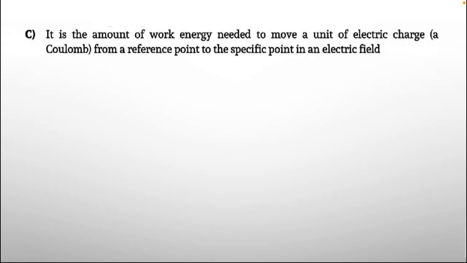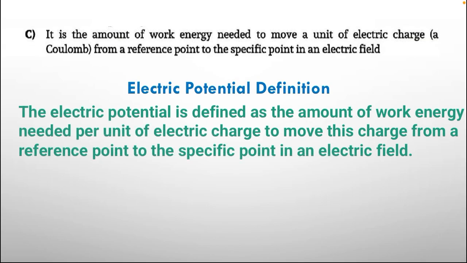C, it is the amount of work energy needed to move a unit of electric charge, a coulomb, from a reference point to the specific point in an electric field. The electric potential is defined as the amount of work energy needed per unit of electric charge to move this charge from a reference point to the specific point in an electric field. Both of the definitions are the same, so this is the correct option.